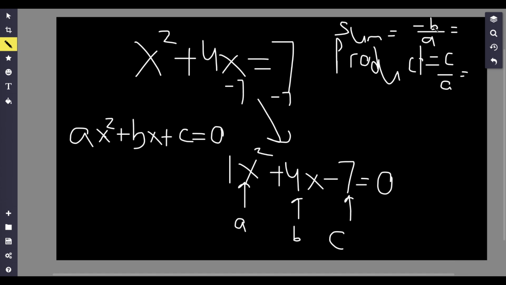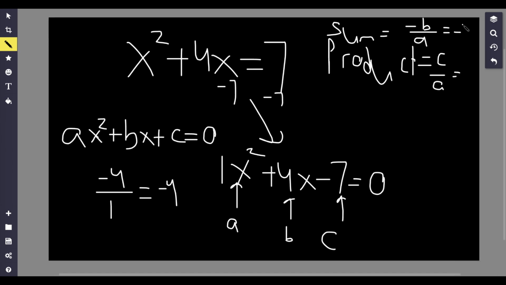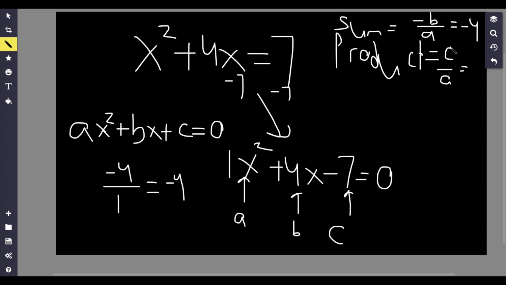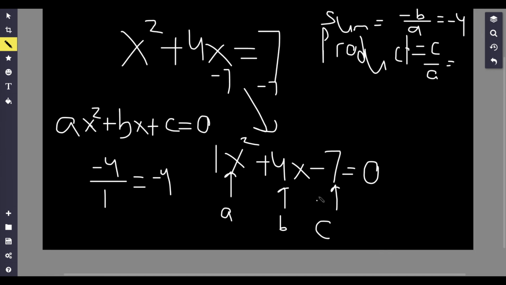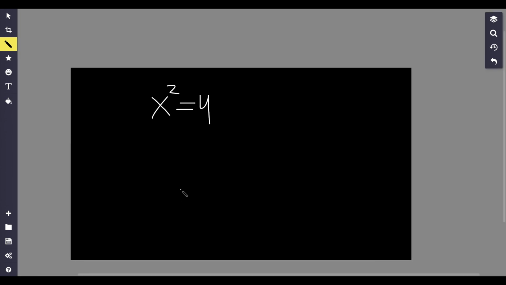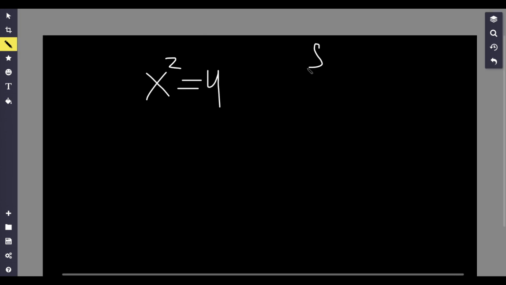So -b over a is just going to be -4 over 1, which is -4. And we know that the product of roots is c over a. So we know that c is equal to -7 and a is equal to 1. So the product of the roots is just going to be negative. For example, let's say if we have x squared equals, let's say, 4. Find the sum and product of the roots.